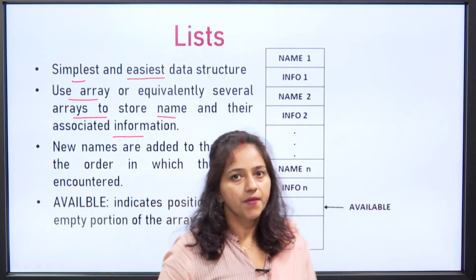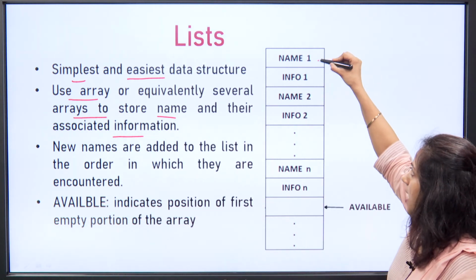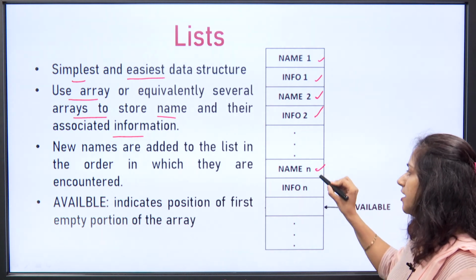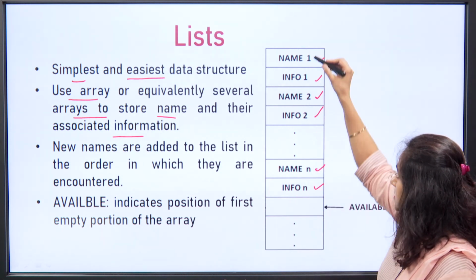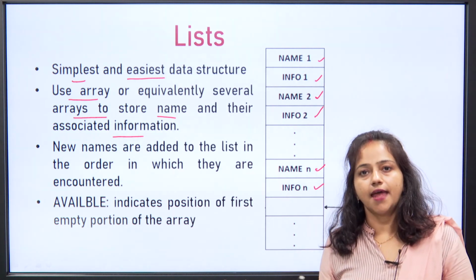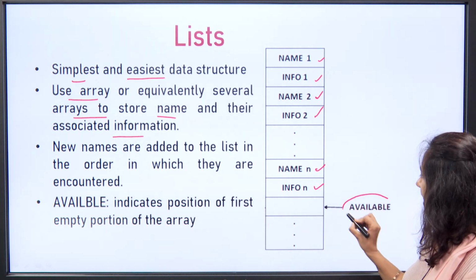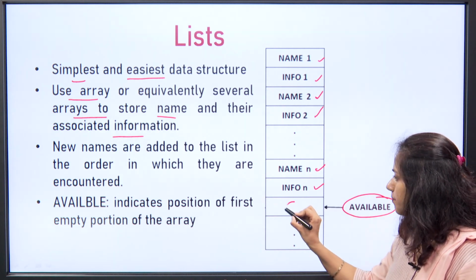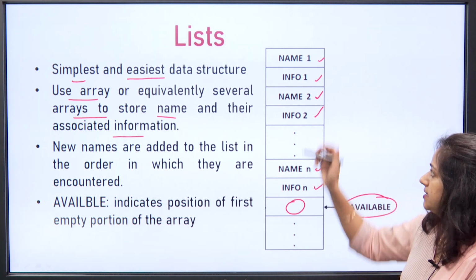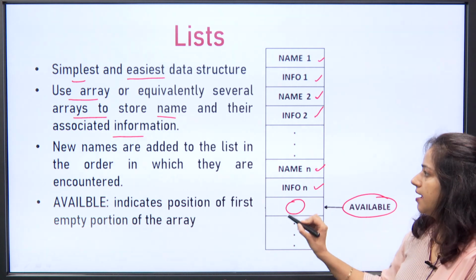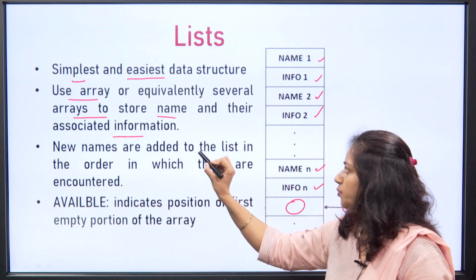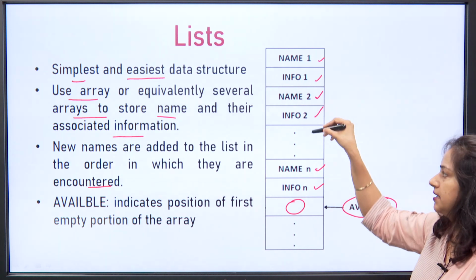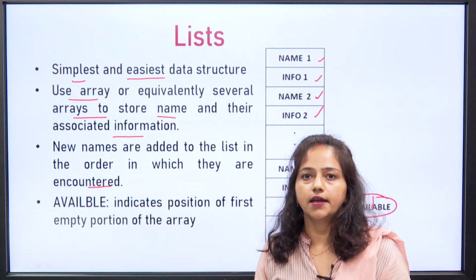So, here we use the array where information is stored like name and then its attribute, then second name and its attribute or information, and then nth name and information related to nth name. This is the place that has been occupied by various variables and their associated information, and this is the available pointer, marking the first available position in the array. New names are added to the list in the order in which they are encountered: first name, then second name, third name and so on.